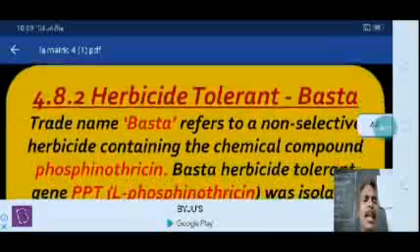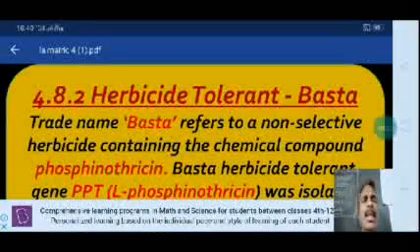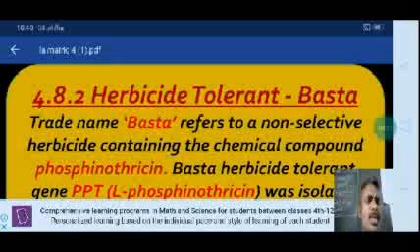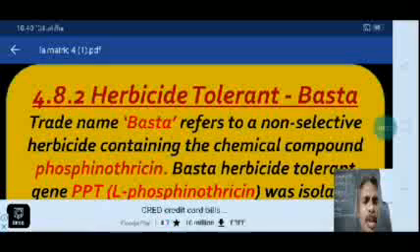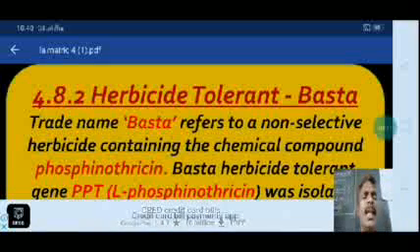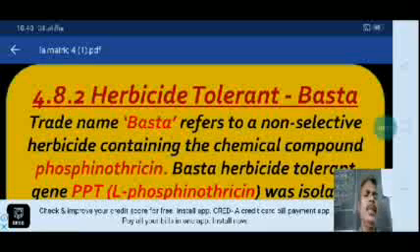Okay, the next one, herbicide tolerant Basta. The trade name Basta refers to a non-selective herbicide containing the chemical compound phosphinothricin. You have to underline that one: Basta and phosphinothricin, a chemical compound in a non-selective herbicide.